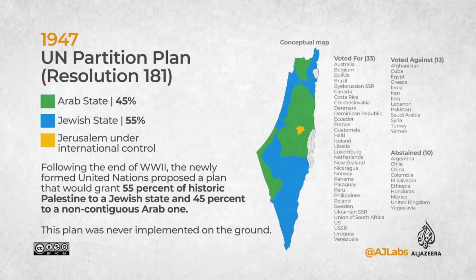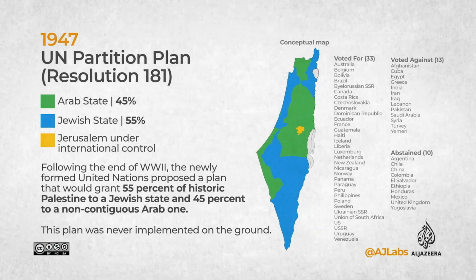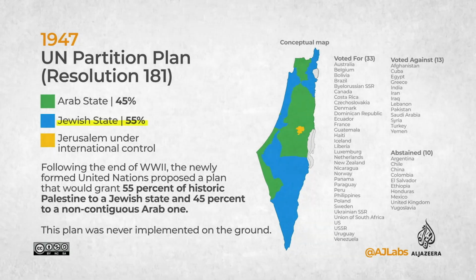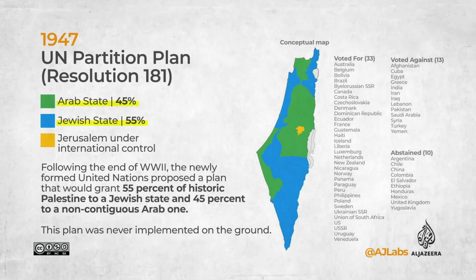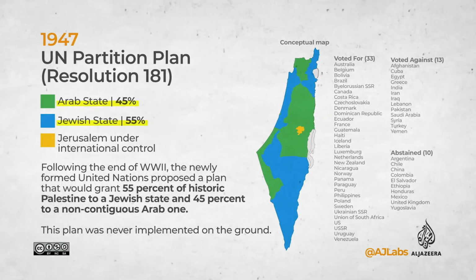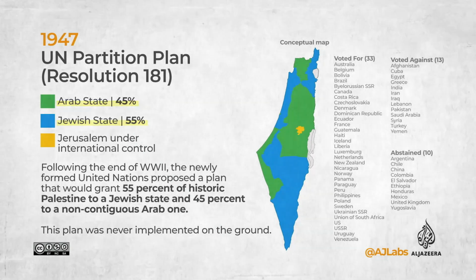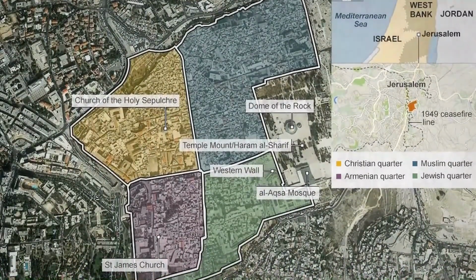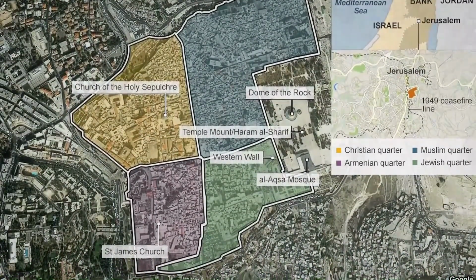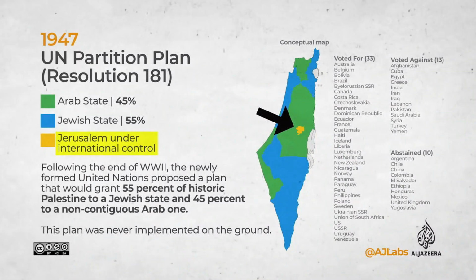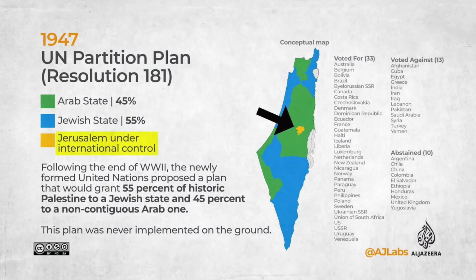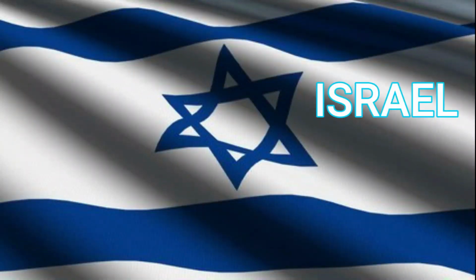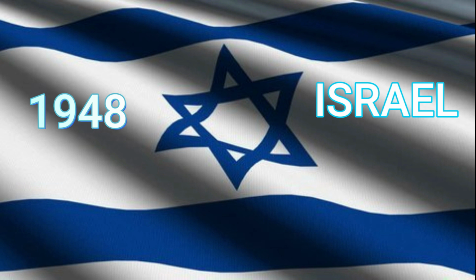In 1947, the United Nations released the Partition Plan. In this plan, the United Nations allocated 55% of the area for the Jewish country and 45% for the Arab Palestinian country. Jerusalem, a historically significant area for three religions, Judaism, Christianity, and Islam, was designated to be under international control by the United Nations. The Jews accepted this plan and named their new country Israel. Here, the country of Israel was born in 1948.